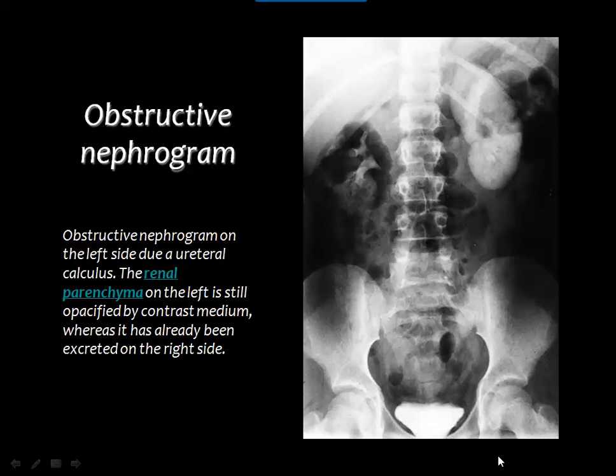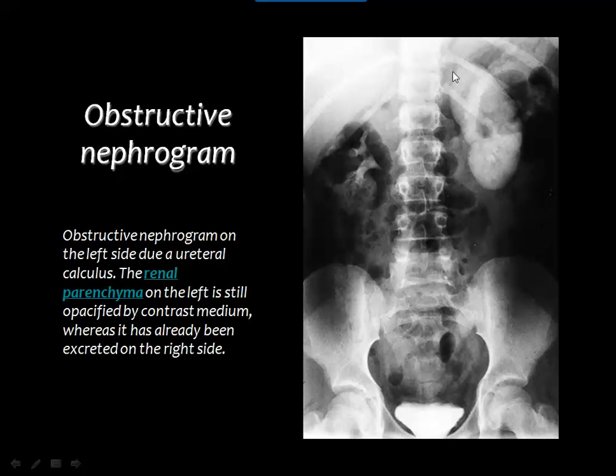Then, if you are going to examine a patient with renal colic by intravenous urography, I advise you not to inject the patient with contrast during the colic attack. At that time, the kidney is not able to excrete contrast media, and you will get what is known as obstructive nephrogram or persistent nephrogram.